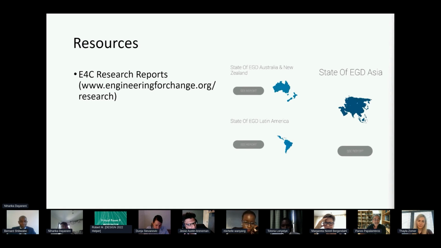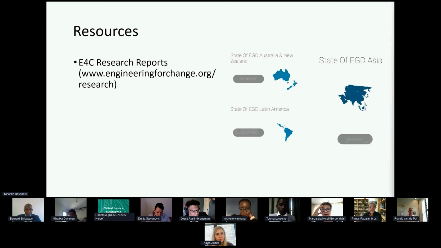So there's two types of resources that Engineering for Change offers that I think might be useful for people performing sustainability design projects, especially in a wide variety of contexts. The first is they've done a bunch of research reports, so trends in different sectors. For example, EGD here stands for Engineering for Global Development. So this talks about the state.